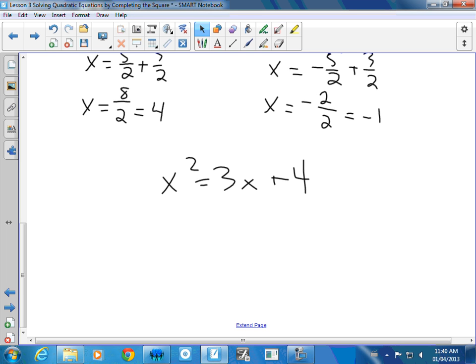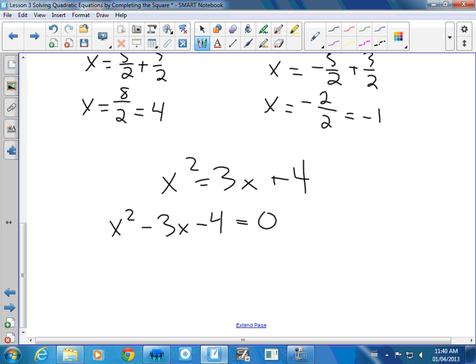Could you make this into a lovely little trinomial, all equal to 0? Okay, so do that for a second. Bring the 3x over to this side, bring the 4 over to this side. So what do you get? X squared minus 3x minus 4 equals 0. What's the first thing you should always try when you have a trinomial? Before you do any of this other stuff, what's the first thing you should always try?